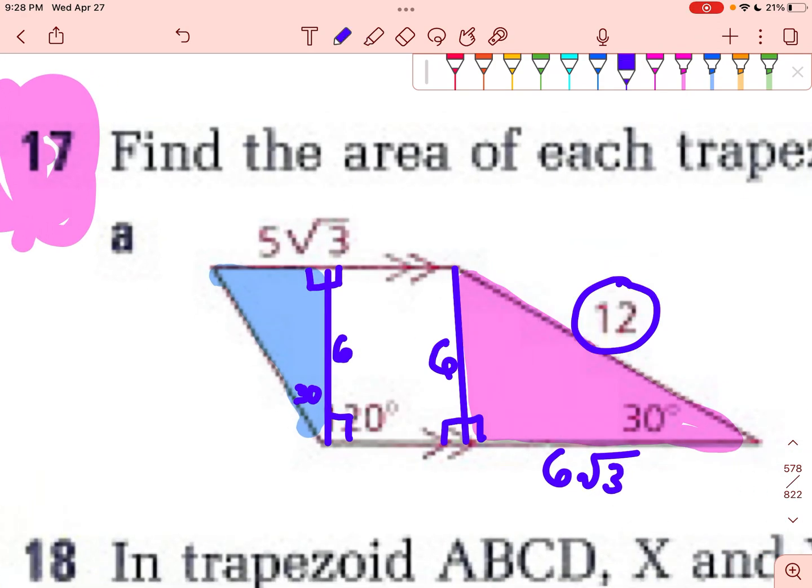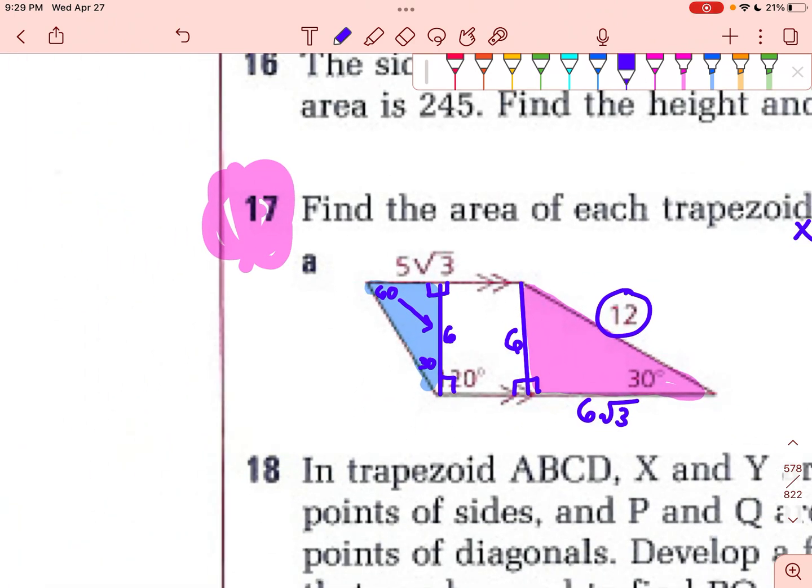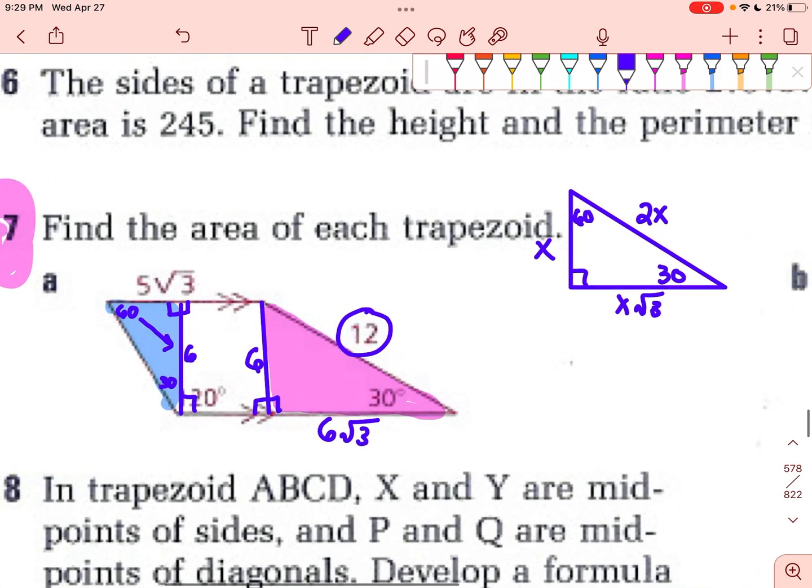And I am now going to be using the side across from the 60, which is 6. So the side across from the 60, if you look back at our reference triangle right here, is x root 3. So we're going to go ahead and set that 6 equal to x root 3. So we're going to divide by root 3 to solve for this. And if you guys remember, you cannot leave a root 3 in the denominator. So I'm going to simplify this by multiplying by root 3 and multiply by root 3. So you get 6 root 3 over 3, and that reduces to 2 root 3. That ends up being what x is.